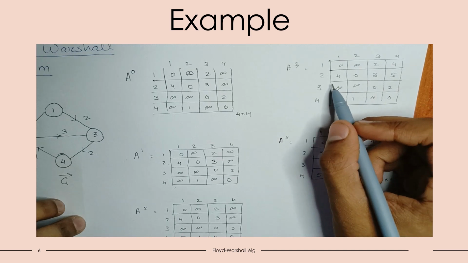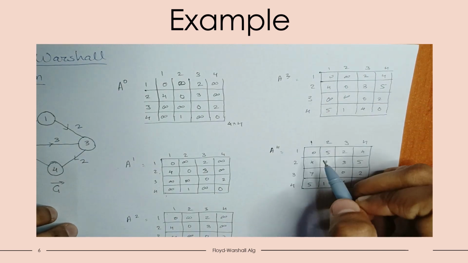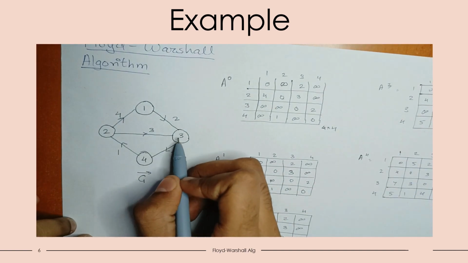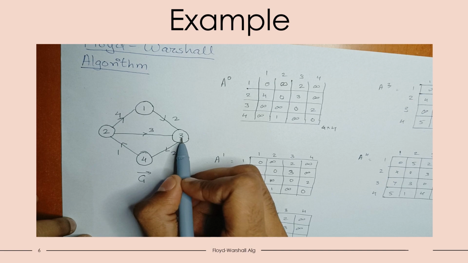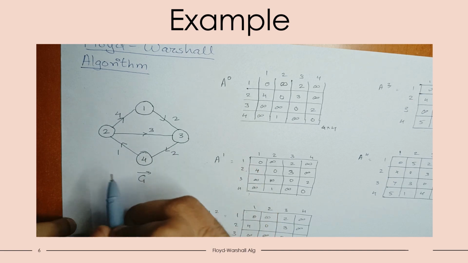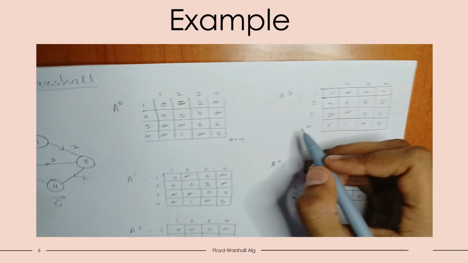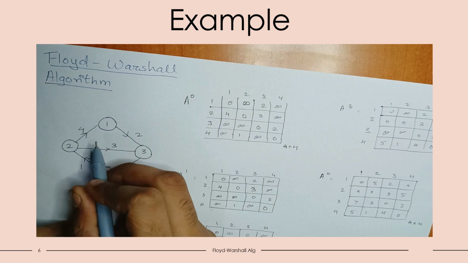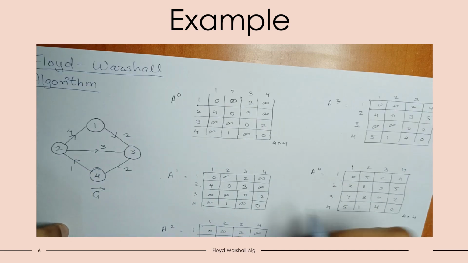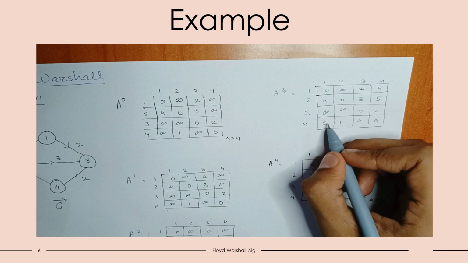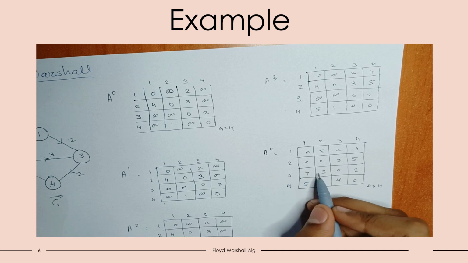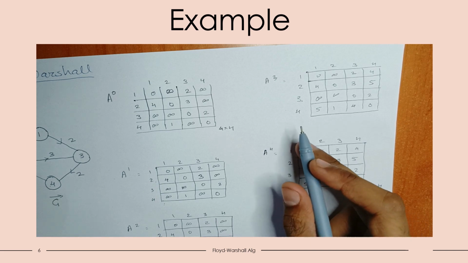Let's see this column. 3 to 1 was infinity here. Now we have to travel 3 to 1 via 4. How do we do that? We go 3 to 4 and then 4 to 1. 3 to 4 was 2 in this matrix A3. Now we have to go from 4 to 1, 4 to 1 was 5. So 5 plus 2 is 7, which is lesser than infinity. So this box will be assigned the value 7.